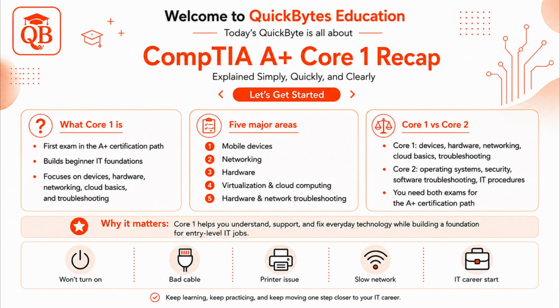It covers five major areas: mobile devices, networking, hardware, virtualization and cloud computing, and hardware and network troubleshooting. Core 1 is all about understanding devices, connecting them, supporting them, and fixing common technical problems. And that's CompTIA A+ Core 1 in simple terms. If you're starting your IT journey, this exam helps you build the hardware, networking, and troubleshooting skills every tech beginner needs. Keep learning, keep practicing, and keep moving one step closer to your IT career.